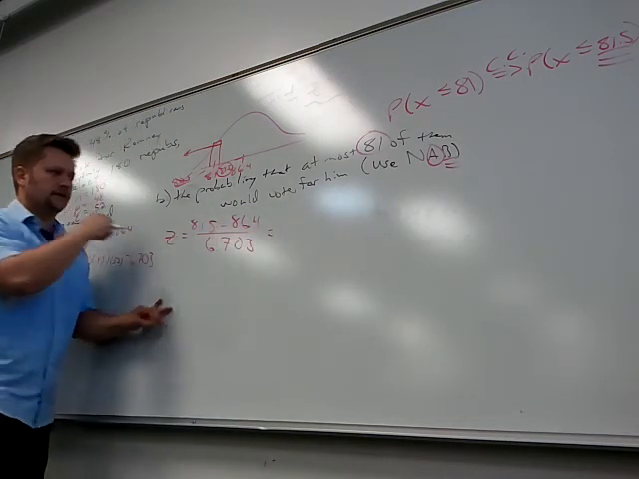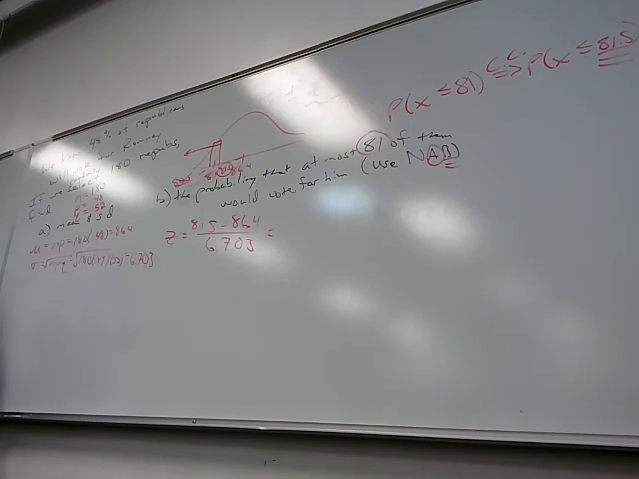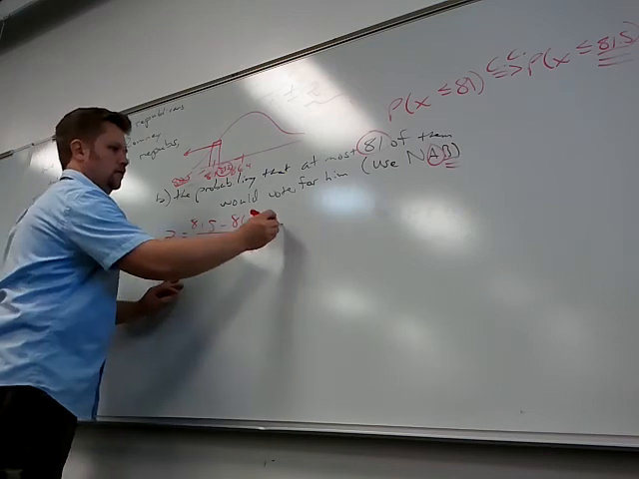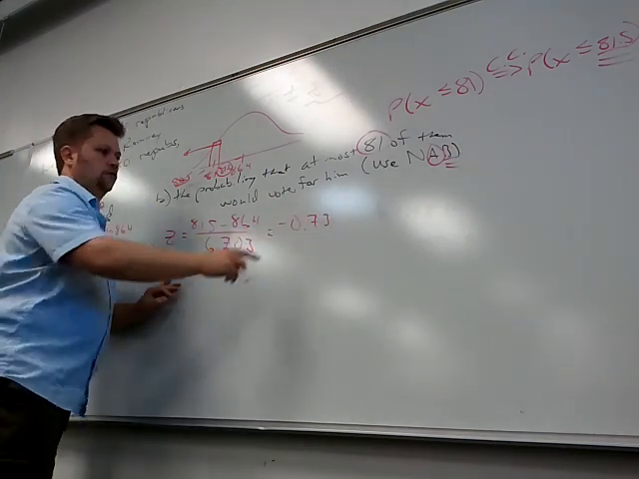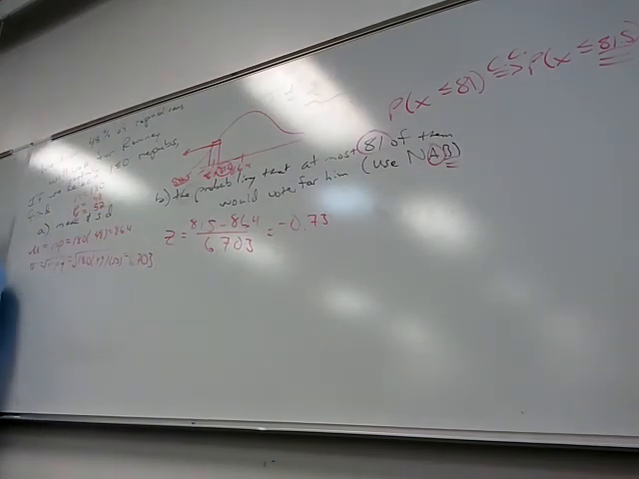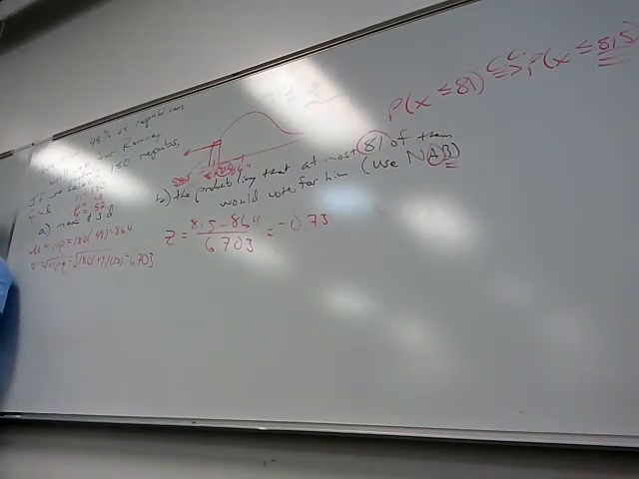So what do you guys get for that z-score? Negative 0.731. Cool. Is that what everyone else got? Negative 0.73? So what do you do now, once you got that number? You circle it and go to the next problem. Yeah. So be careful. I get that all the time.